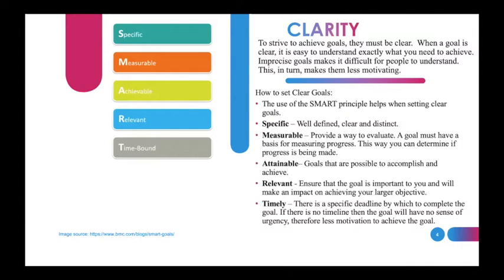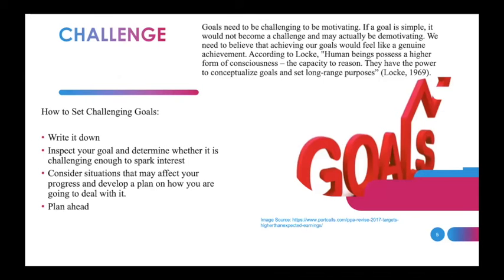Attainable: goals that are possible to accomplish and achieve. Relevant: ensure that the goal is important to you and will make an impact on achieving your larger objective. Timely: there is a specific deadline by which to complete the goal. If there is no timeline, then the goal will have no sense of urgency, therefore less motivation to achieve the goal.